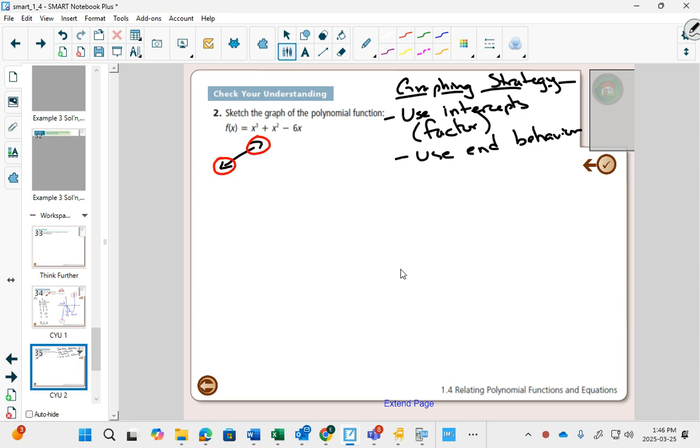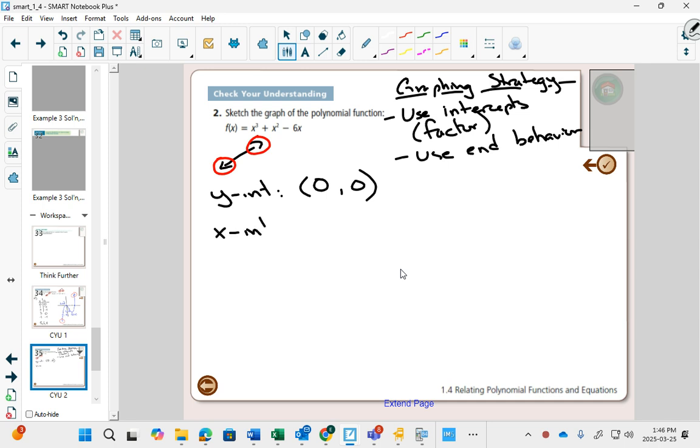How do I find my intercepts? Well, y-intercept is super easy. It's always the easiest one. Plug in 0 for x and solve for y. In this case, you plug in 0 for x, you get 0 for y.